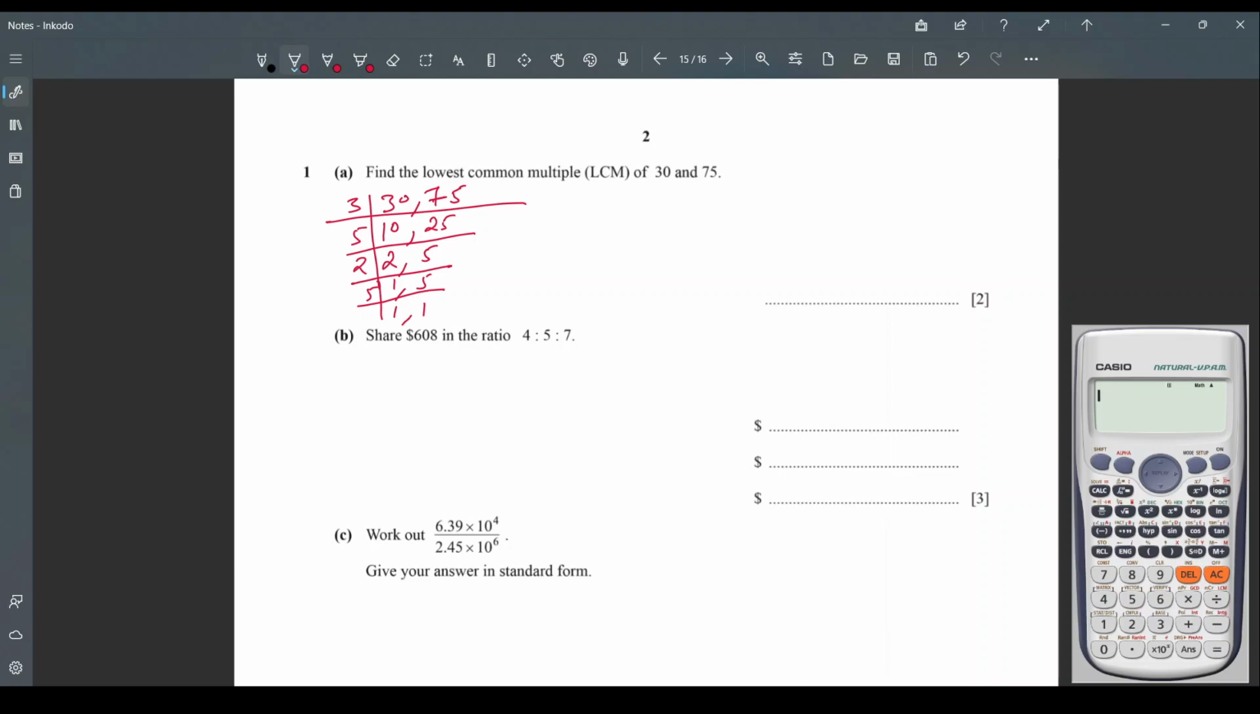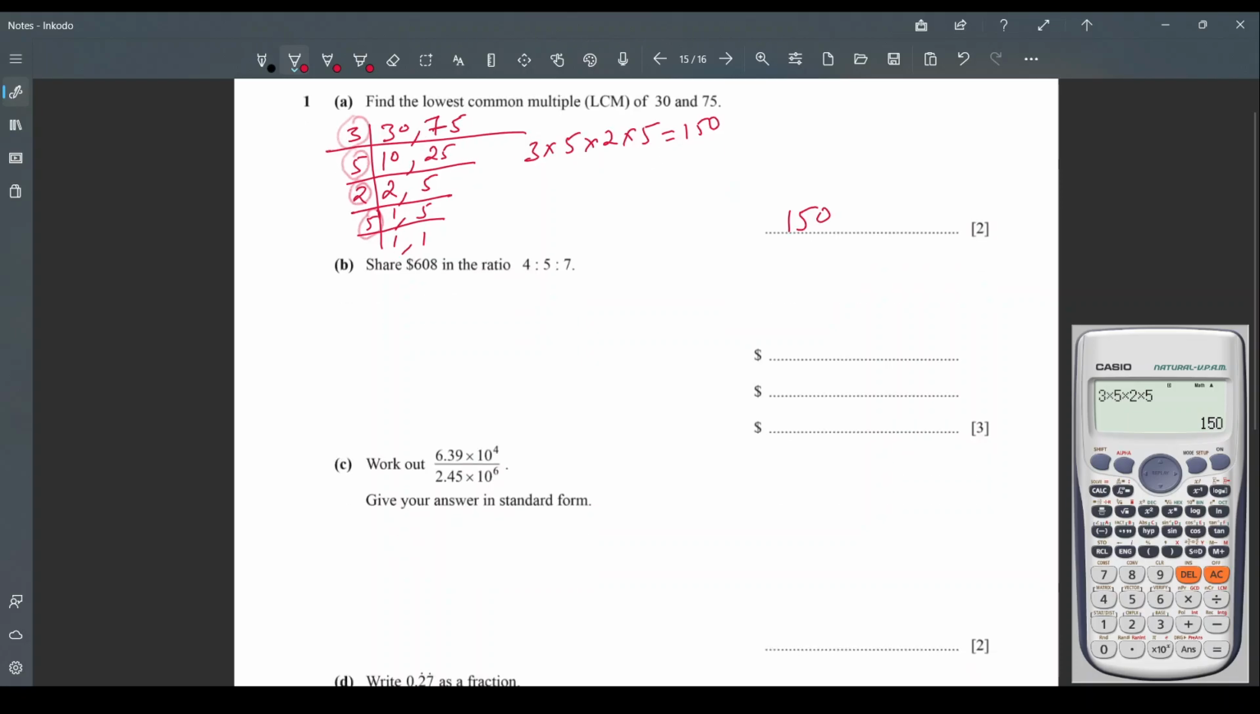So we'll multiply all the numbers outside, but keep in mind these numbers should be prime numbers. We'll multiply all the numbers that are outside, 3 times 5 times 2 times 5, using our calculator. So 3 times 5 times 2 times 5 gives you 150. So your final answer is 150. That is the LCM of these two numbers.